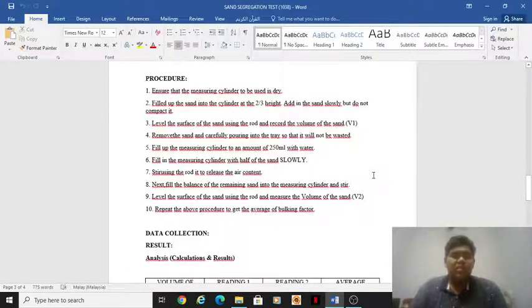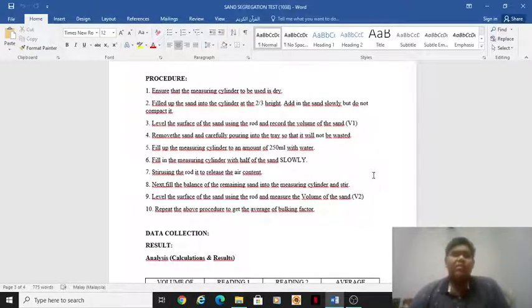The first procedure is to ensure that the measuring cylinder to be used is dry. Second, fill up the sand into the cylinder at the two-thirds height. Add in the sand slowly but do not compact it. The third is to level the surface of the sand using the rod and record the volume of the sand as V1. Then remove the sand and carefully pour it into the tray so that it will not be wasted.